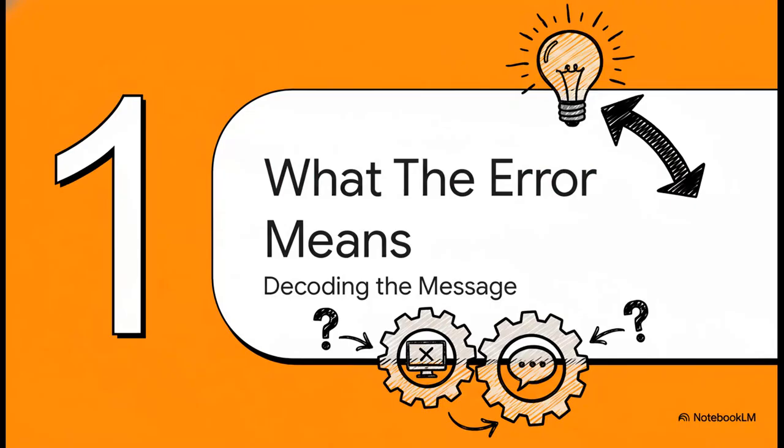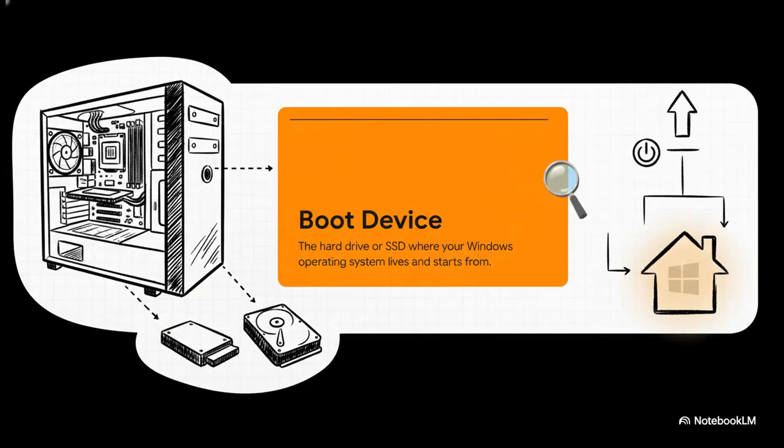First things first, let's translate this error from computer speak into plain English. Once you understand the why, the how becomes a whole lot less intimidating. The key phrase here is boot device. What is that? Simply put, it's your main hard drive or your SSD. It's the home where Windows lives. Every single time you turn on your PC, it has to find that home to get started.